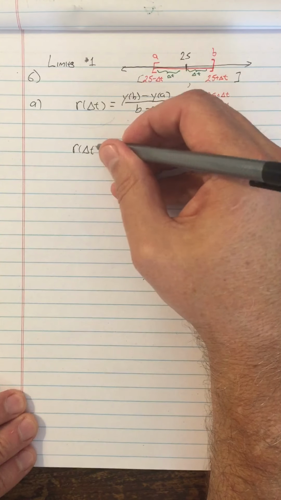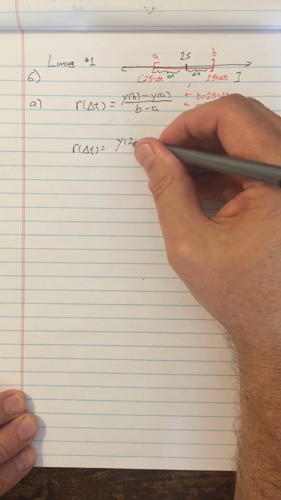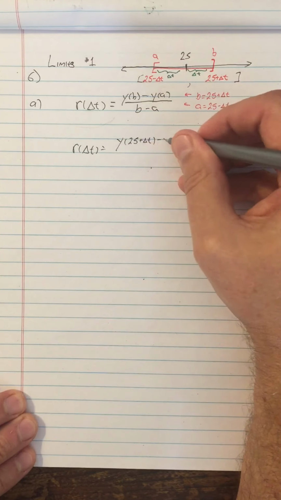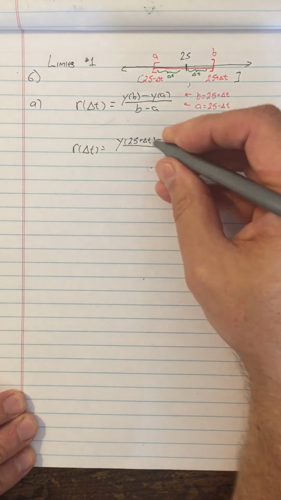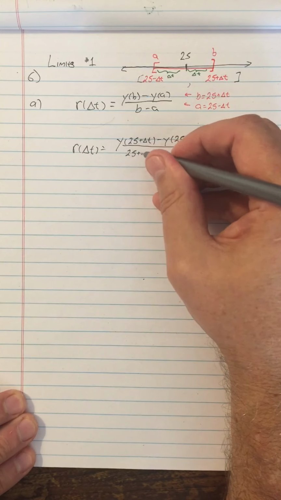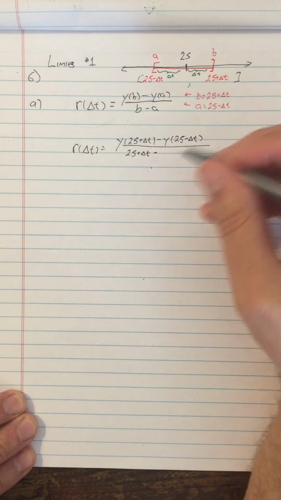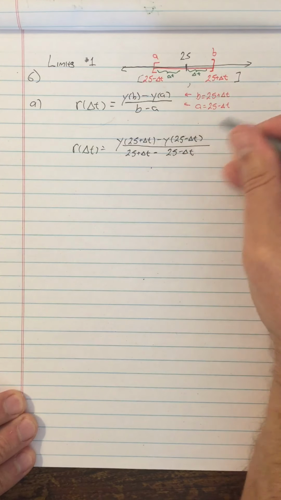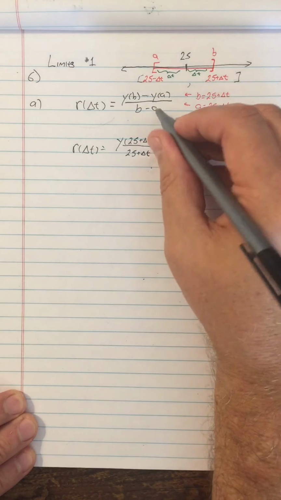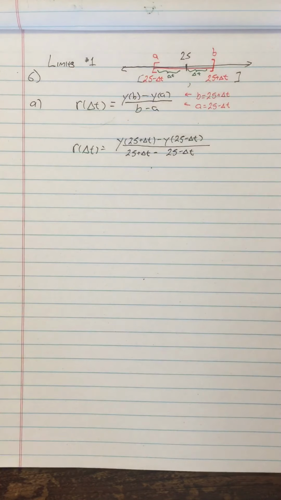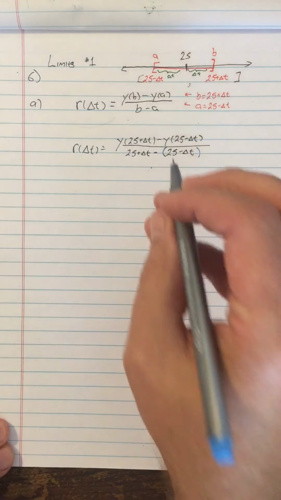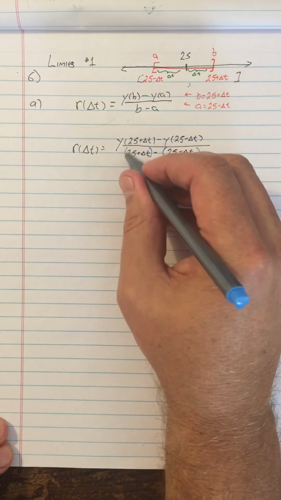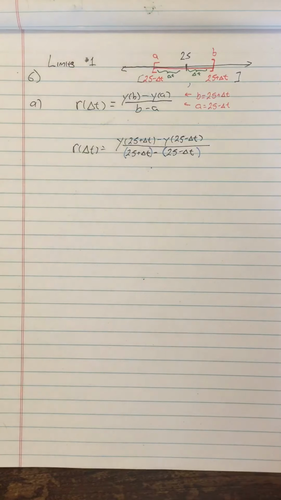We end up with r of delta t equals y of 25 plus delta t minus y of 25 minus delta t over, now our b is 25 plus delta t, and our a is 25 minus delta t. But since I'm substituting this value with a minus sign into this expression that had a minus sign ahead of it, I need to make sure that I have these in parentheses. So the second pair has to be in parentheses. That could cause you problems if you don't do that. Then it's nice to put the first pair in parentheses just to complete the symmetry, but you don't have to. The important one is the second one. All right, so that's our starting point.